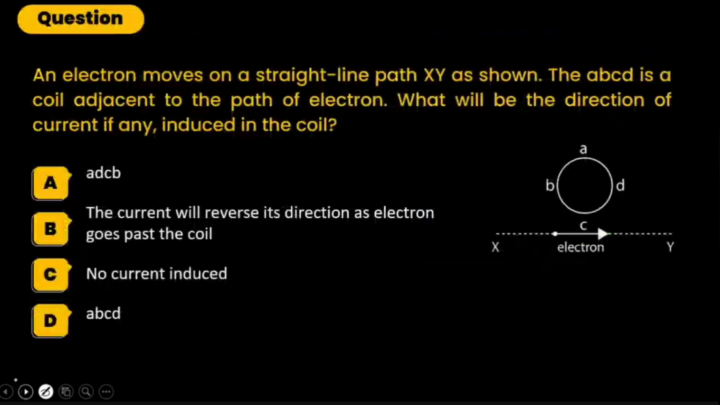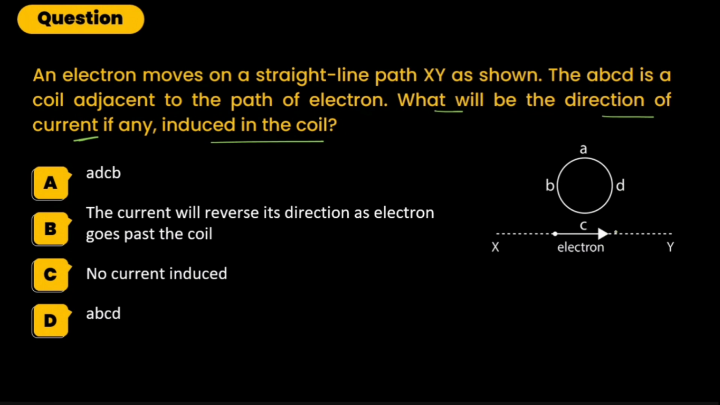So if you look at the question, it says an electron moves on a straight path XY. ABCD is a coil adjacent to the path of the electron. So ABCD is the coil which is just placed parallel to the path of the electron. What will be the direction of current, if any, induced in the coil? So is there any current induced in the coil? Yes, there will be a current induced in the coil.